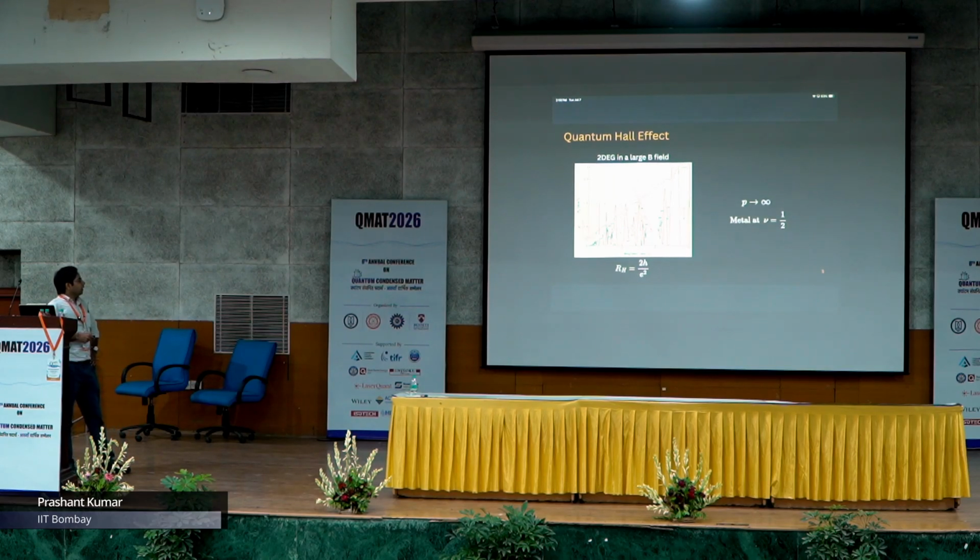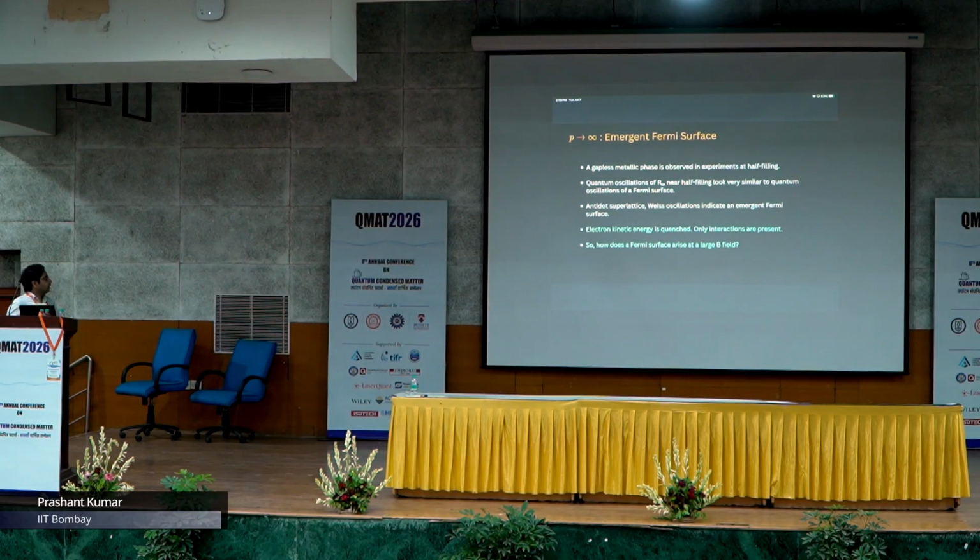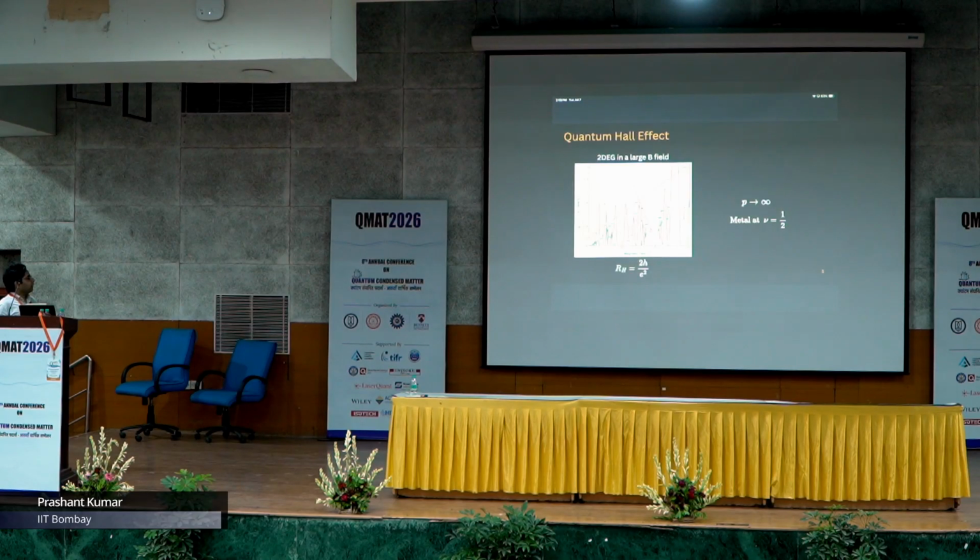Instead of a plateau, you see that the Hall resistance is a straight line, and then you see some non-zero dissipation. So Rxx is not 0, so it's a metal at half filling. And in fact, why is this metal interesting? Experimentally you observe a gapless metallic phase, and if you look at the Rxx oscillations near half filling, they look very similar to oscillations near zero magnetic field.